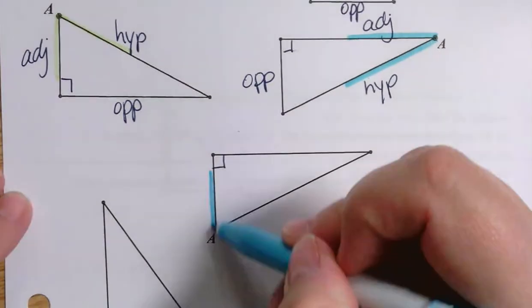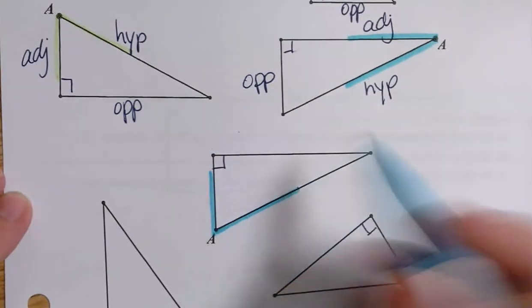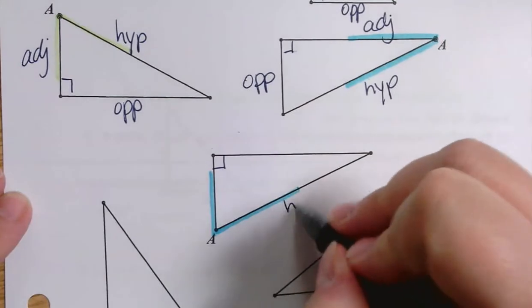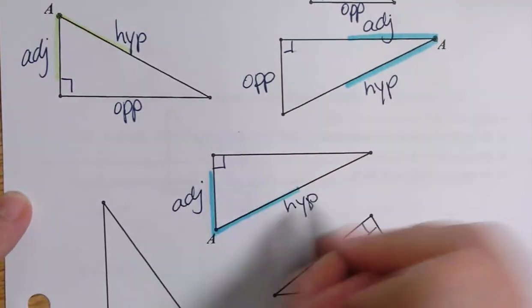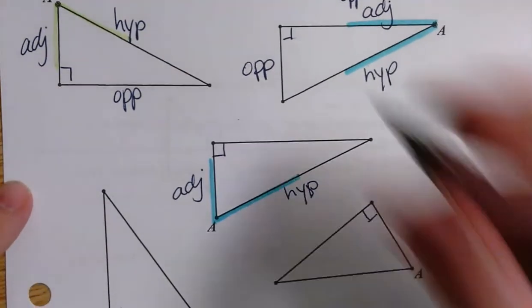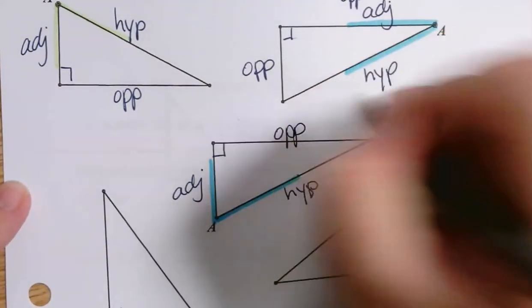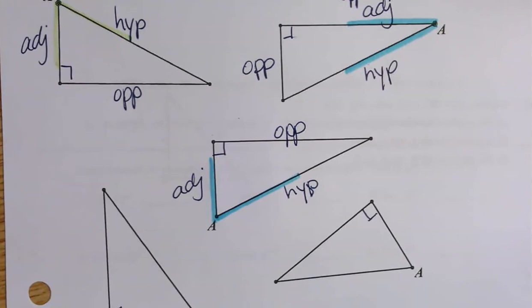Next up, two sides of the angle. Here's my hypotenuse. Here is my adjacent. The two sides of your angle are always the hypotenuse and the adjacent. So here is the opposite. It's across the triangle from your angle.